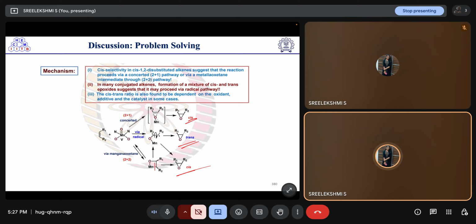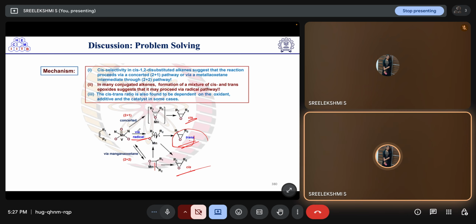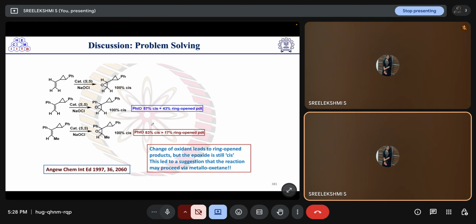So in many conjugated alkenes, formation of a mixture of cis and trans epoxide suggests that it is proceeding through this radical pathway. So only through the radical pathway there is a possibility of trans and cis product. If it is through the 2 plus 1 pathway or 2 plus 2 pathway, it will be giving only the corresponding cis product. So the cis trans ratio is found to be dependent on the oxidant which we are using, the additive and the catalyst in some cases.